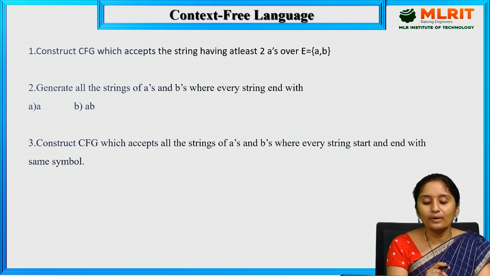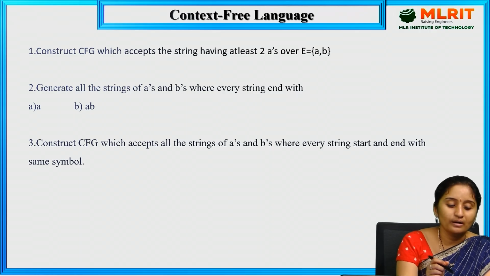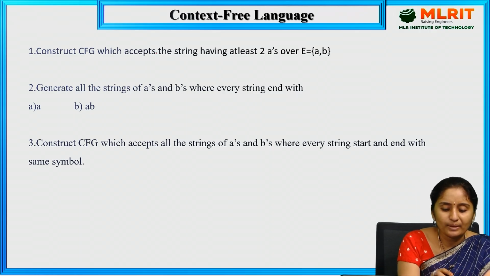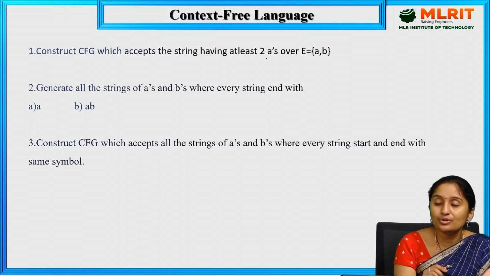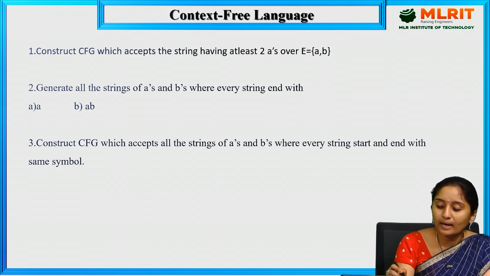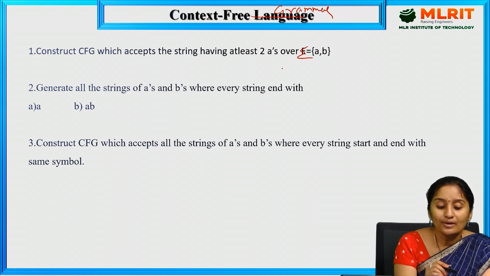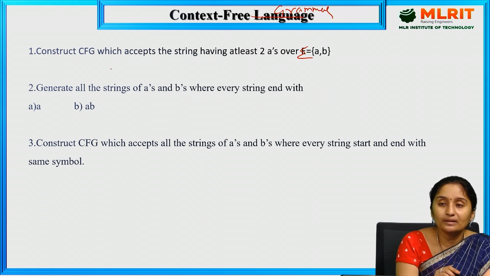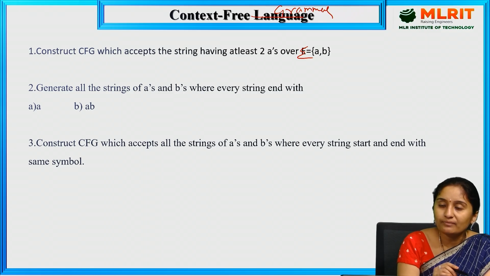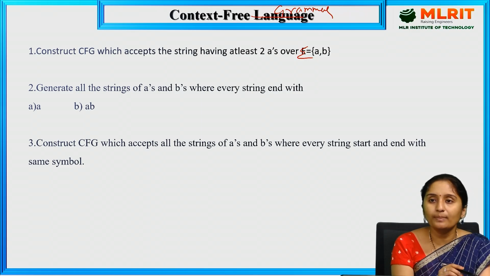So let us see a few examples of context-free grammar. Construct a context-free grammar which accepts the strings having at least two A's over sigma equal to A comma B. So here we are going to construct the context-free grammar. Grammar means we construct the productions, and from those productions we frame a four-tuple: V comma T comma P comma S.